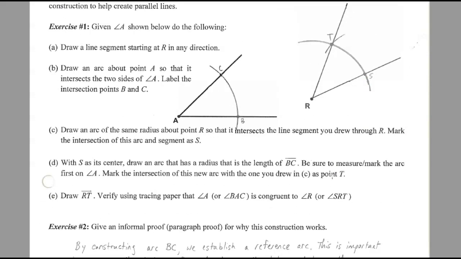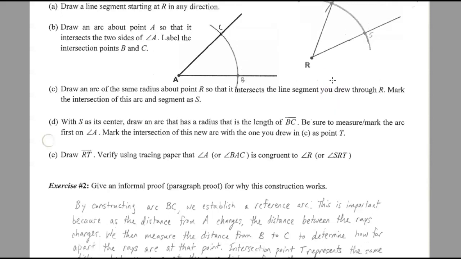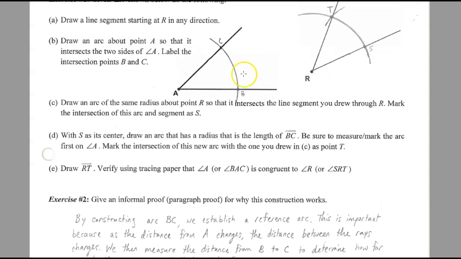Alright, so then to give an informal proof or a paragraph proof, and this is important, this kind of explains why all this works. So by constructing that arc BC, we establish that reference arc, and that's important because as we go further or closer from A, that distance between the rays changes. So again, it's wider out here than it is in closer to the vertex. So then when we measure the distance from B to C, we determine how far apart the rays are at that exact point, and so intersection point T represents that same distance between the new rays at the same distance from the vertex. So we're just trying to keep everything in control, everything the same. We want the distance from the center to be the same, and we want the distance between the rays to be the same.